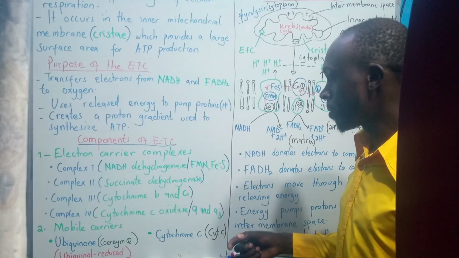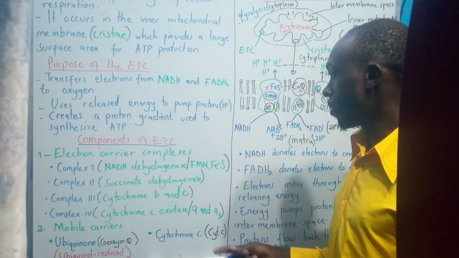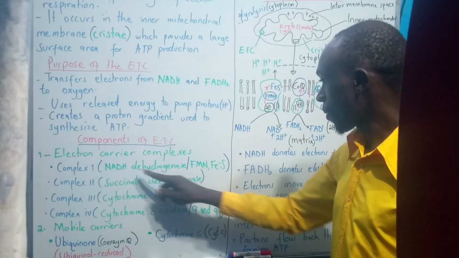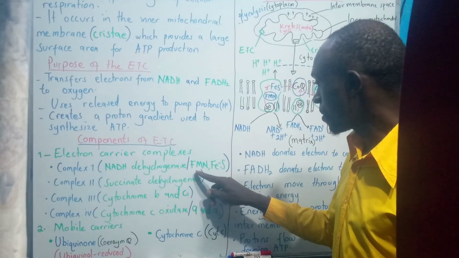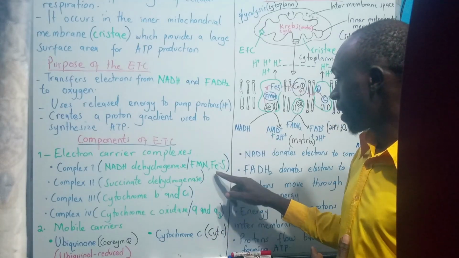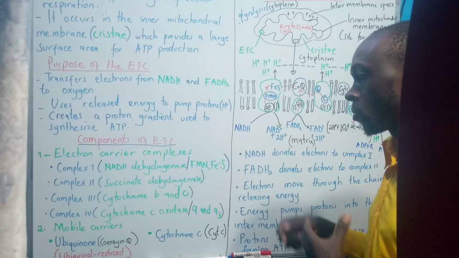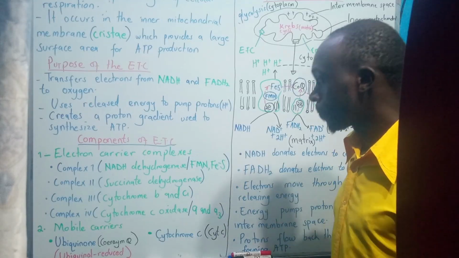So a complex consists of very many molecules which have been combined together. We have an enzyme, we have proteins, sometimes some textbooks call them flavoproteins, and then iron sulfur containing proteins. So they are proteins which contain iron and sulfur.